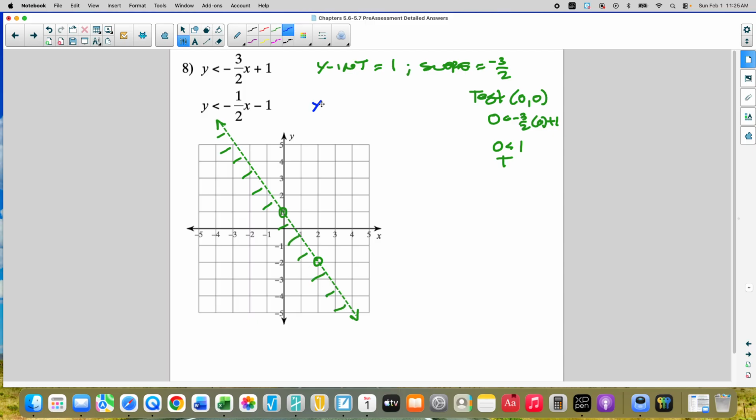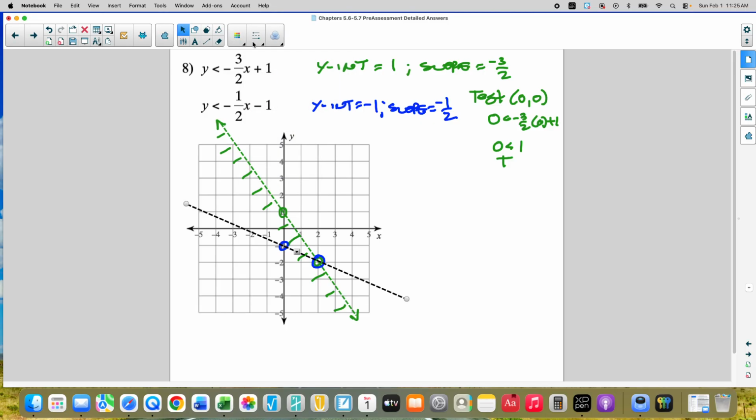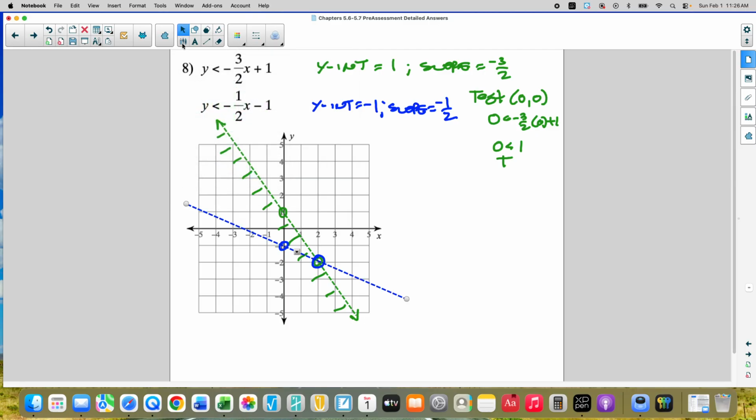Let's do this. This is a y-intercept of -1 and a slope of -1/2. That's also an open circle. So open circle, down 1, right 2. So we'll do another open circle. We'll connect those dots. Oh, that was a pretty good one. We'll make that blue. Let's make sure we have selected it. Let's do blue. Good.